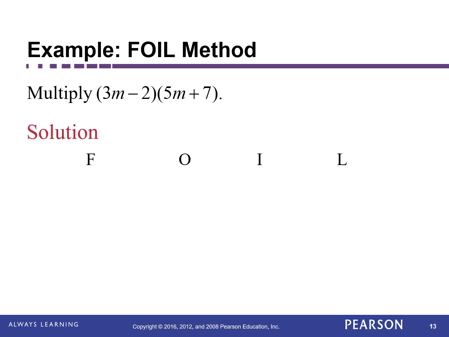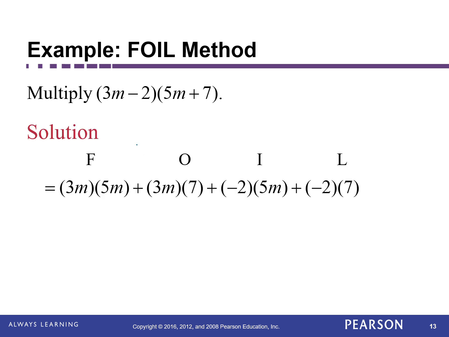First, outside, inside, last. Okay. Now, first, that's the first terms multiplied: 3m times 5m. That's your F, your first. Outside would be your two outside terms, 3m and 7. That's your O. Inside would be negative 2 and 5m. That's your I. And the two last terms would be negative 2 and 7. That's your last. Your FOIL method.